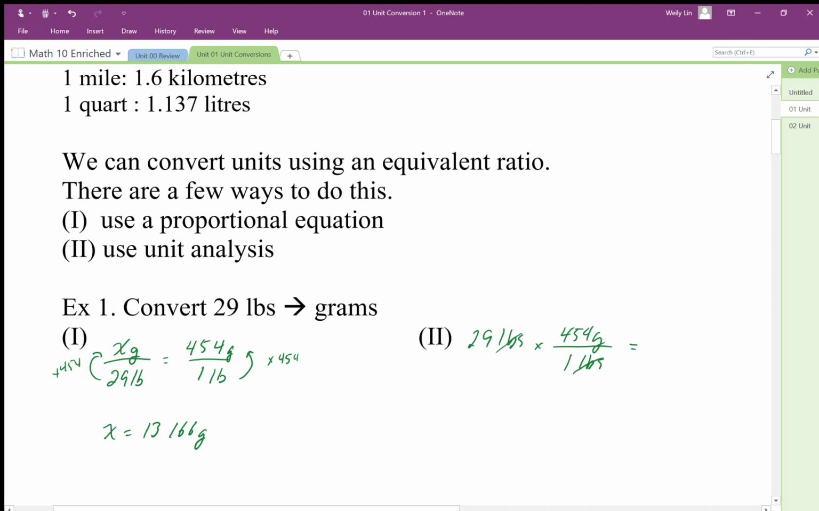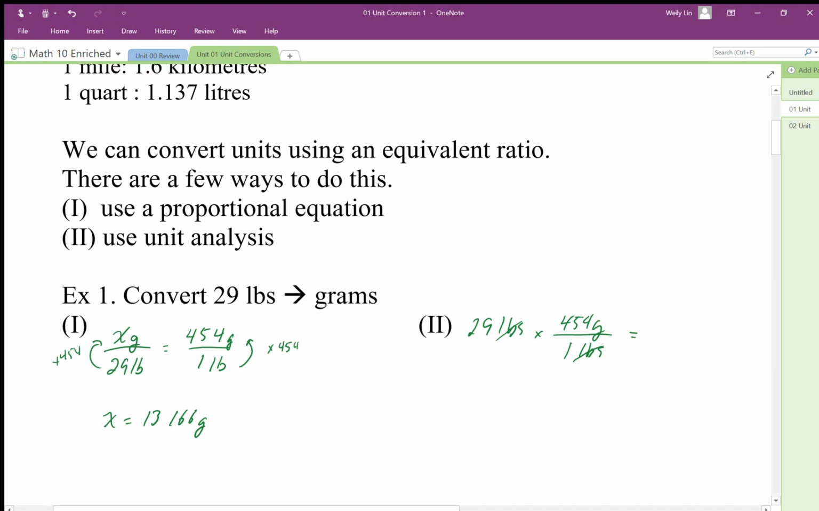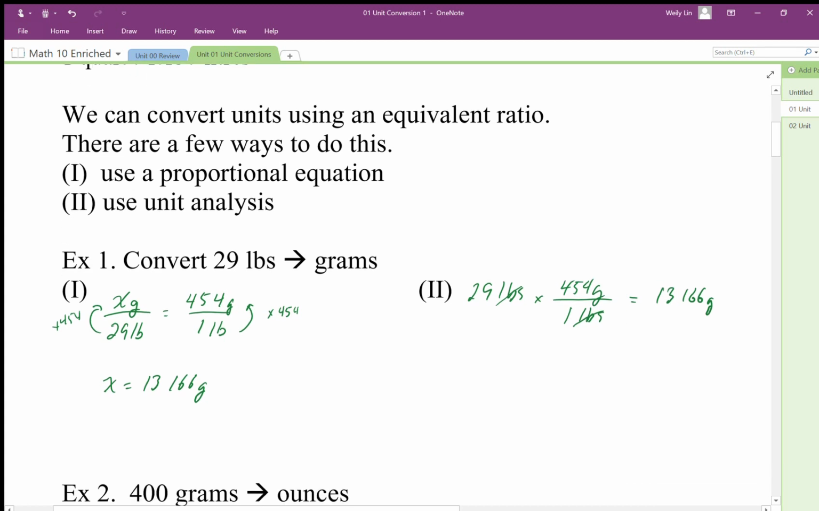So we end up with 29 pounds times 454 grams. And we get the same thing. And notice that our units work out to be grams. Okay, because that's the units that's left over. Okay, so this is our rate analysis or unit analysis.